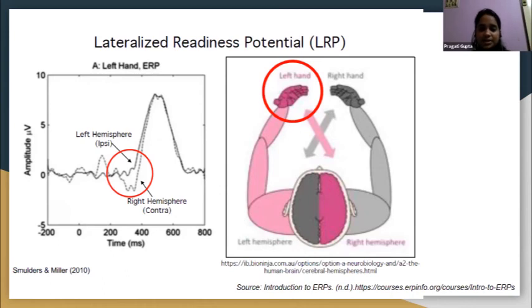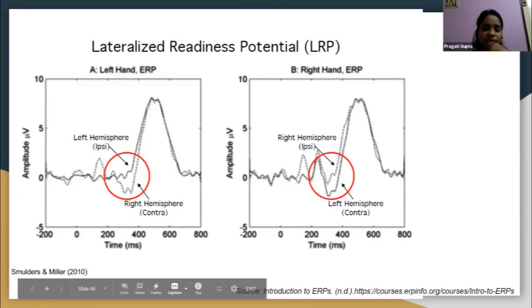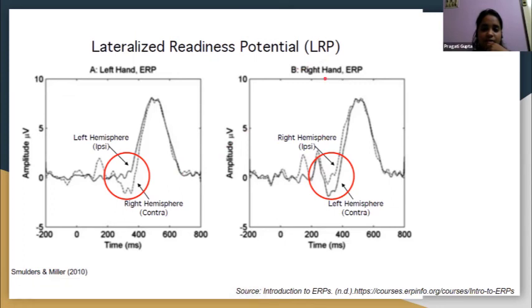So, same as the N2pc, that contralateral activation is being seen, but the task is the motor task here. If the left hand is pressed in response, we will see greater contralateral activity in the right hemisphere. If the right hand is pressed, then we'll see left hemisphere contralateral activity.